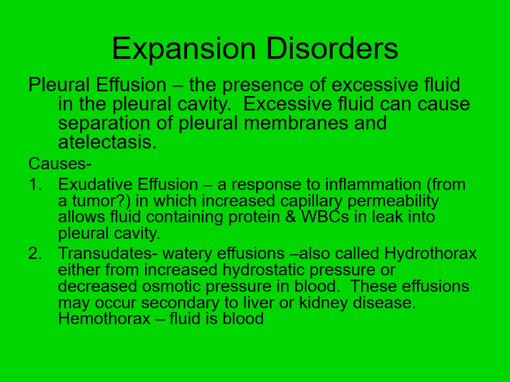Transudates, watery effusions, also called hydrothorax, either from increased hydrostatic pressure or decreased osmotic pressure in the blood. These effusions may occur secondary to liver or kidney disease, usually from kidney loss, due to protein loss from failing kidneys, or the liver not being able to make proteins, and proteins are colloids that help to maintain blood volume in the circulation. Without those proteins, fluid escapes, and this is where the effusion comes from. Pneumothorax, in this case, the fluid is blood.